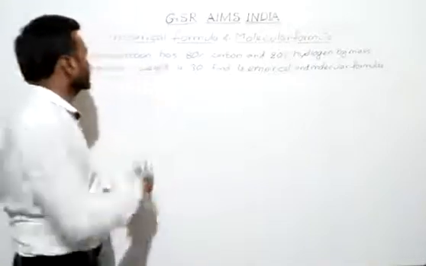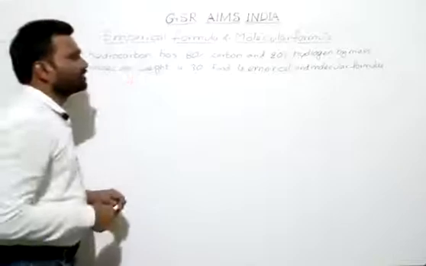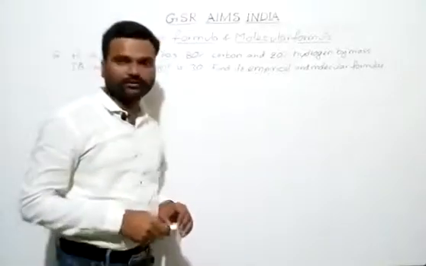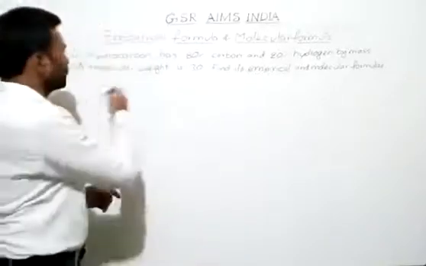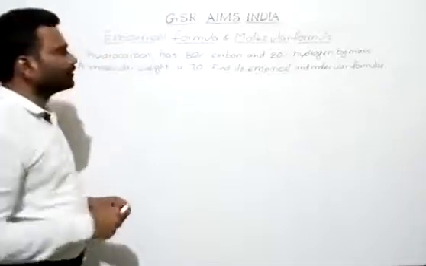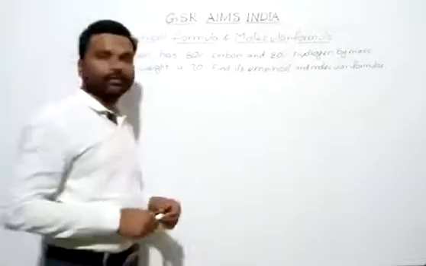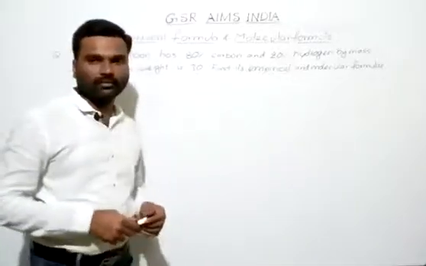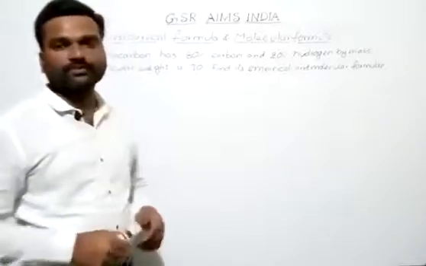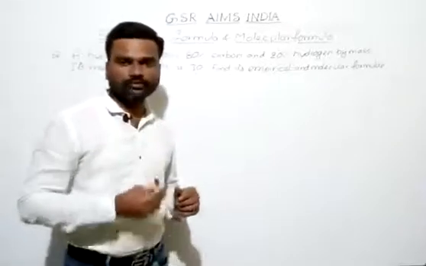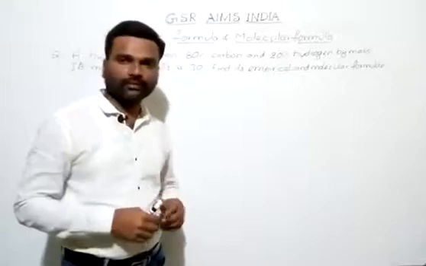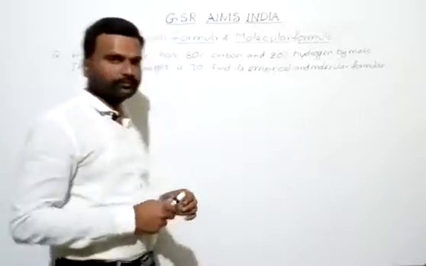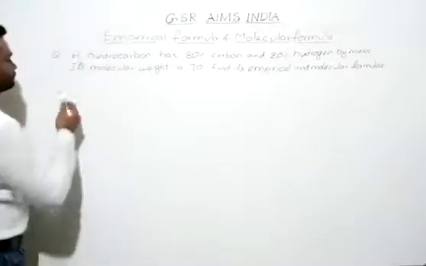element present in it. Here it is given, a hydrocarbon has 80% carbon, 20% hydrogen by mass in it, and its molecular weight is given as 30. From that it is asked to find out the empirical formula and molecular formula. For this, first of all, we take a simple tabular column by which you can derive the empirical formula. From that you can find out even the molecular formula also. Let us see what the table is.